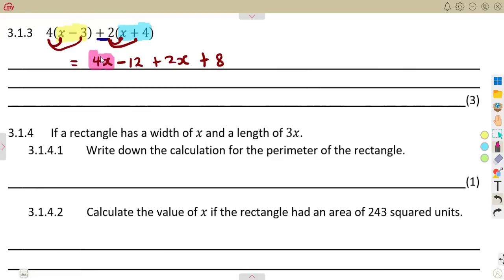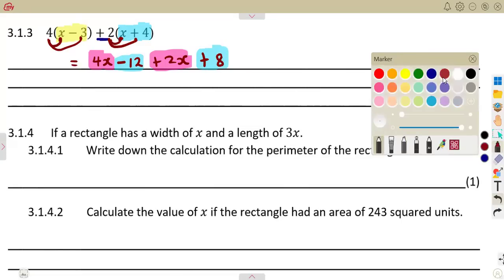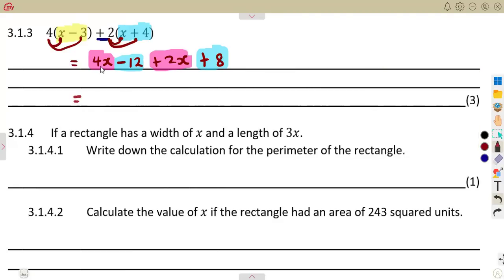X together and x here. These are the like terms. Remember? The constants, the minus 12 and the 8. These are the like terms. So what are you going to have at the end? Okay, so let's add the x. 4x plus 2x, that is going to be 6x.